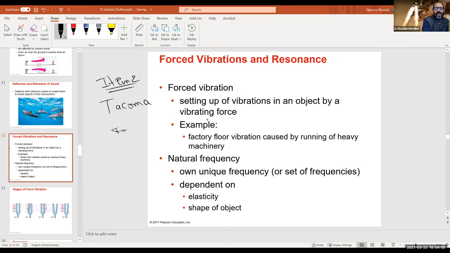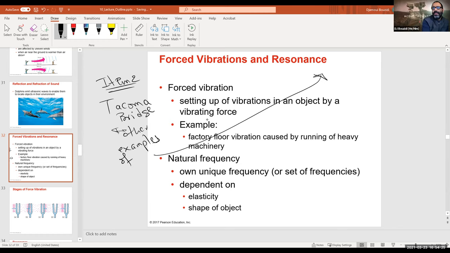Okay, item two. I want you guys to really focus on these two items of discussion today, because I'm going to be really picky on these two. So we're going to Google or research the Tacoma Bridge and other examples of resonance.